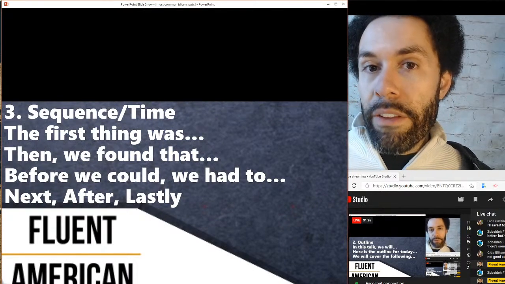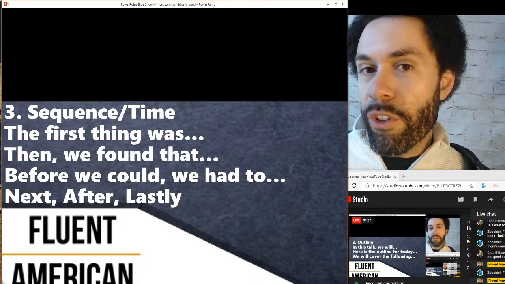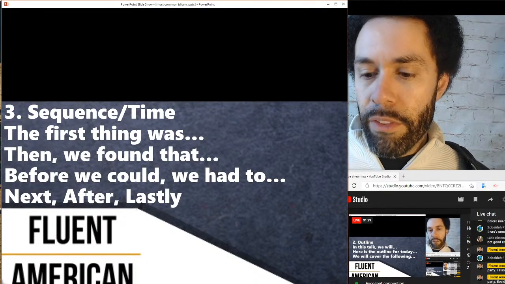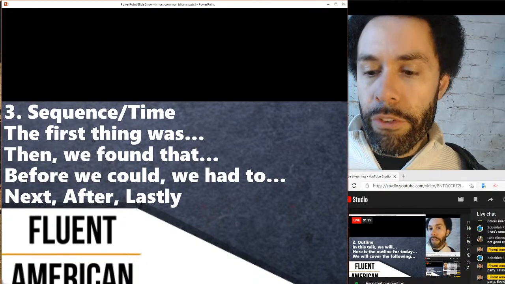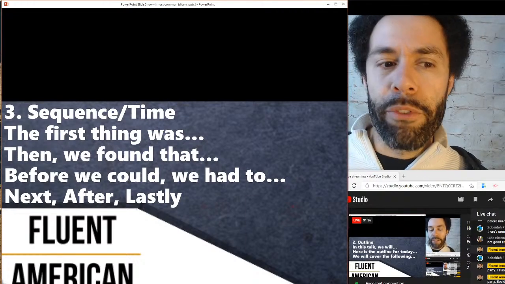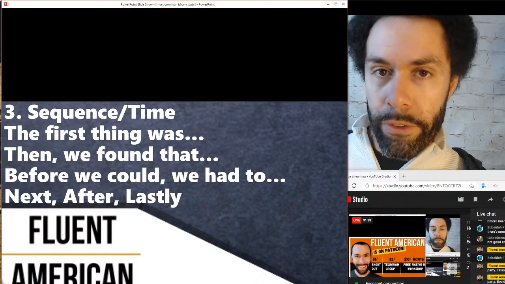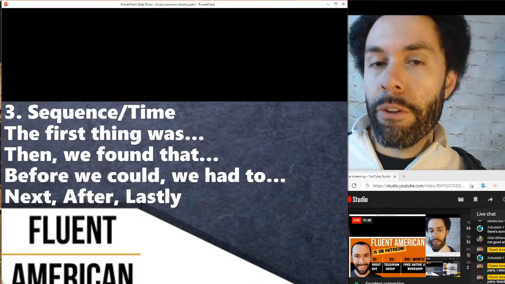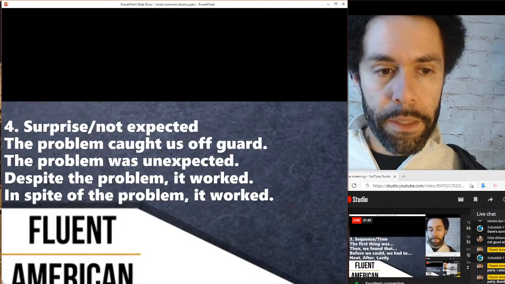Now, some ways that you can organize your time. Well, firstly, you can use words like "first." Then you can use other systems as well. You can also use adverbs. So for instance, like "before" we could do this. You could also use like "after." You can also use like "next" and "lastly."